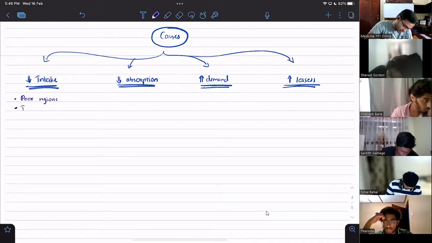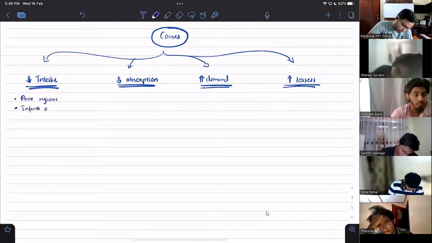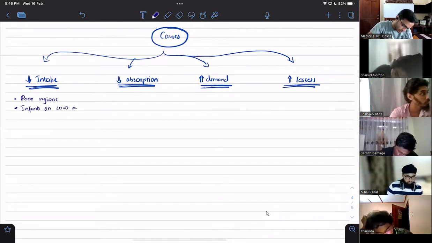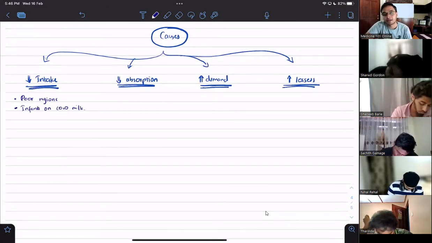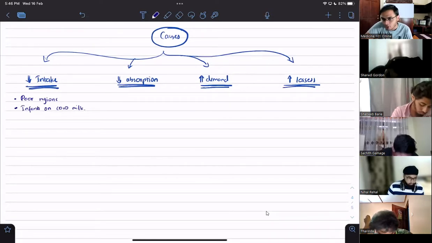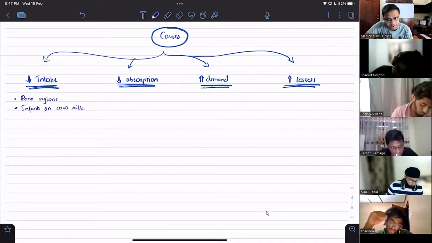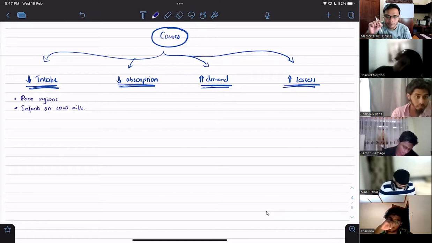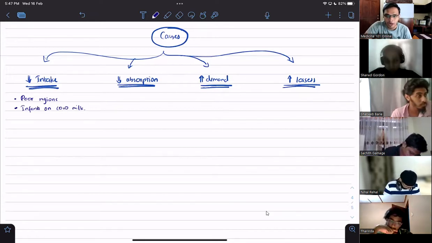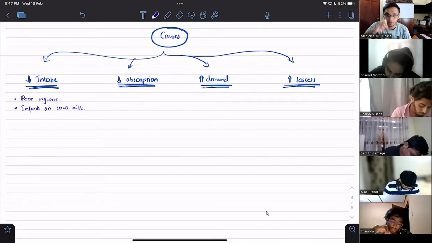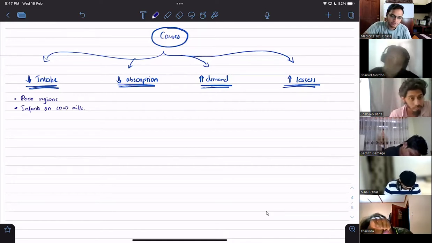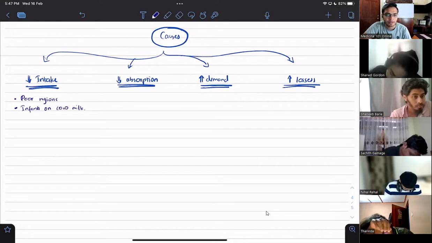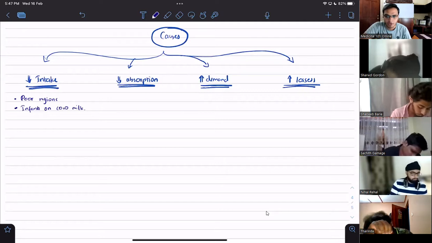Then, guys, write this down: infants on cow milk. Cow milk has relatively more iron compared to human milk, mother's breast milk. But the problem is the iron in cow's milk is not easily absorbed. So infants purely on cow milk formulas tend to absorb less.